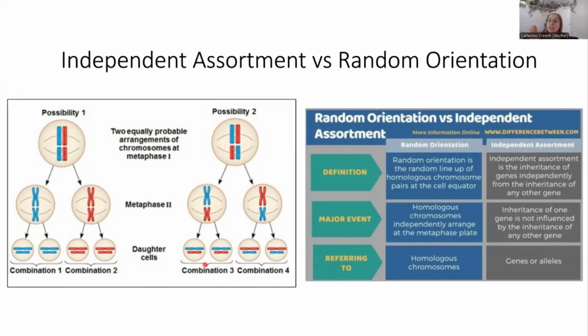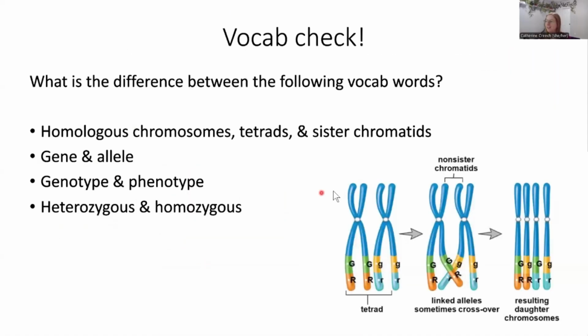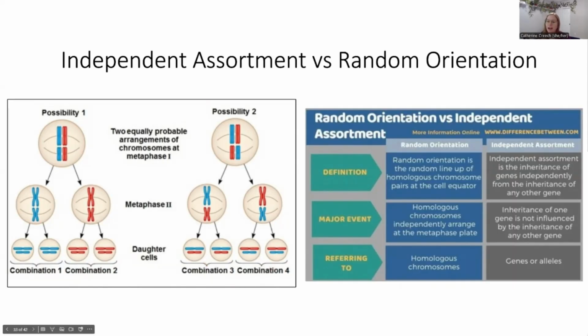Random orientation is a little bit different. Random orientation is the idea that the alleles on each chromosome are independently assorted from each other. What does that mean? That means if I go back to this picture here, whether or not I got the big G or the little g on one of my chromosomes is independent of the genes below it. So I don't have to have all my types of alleles that are dominant on one chromosome or recessive on the other chromosome. So the inheritance of one gene is not influenced by the inheritance of another.